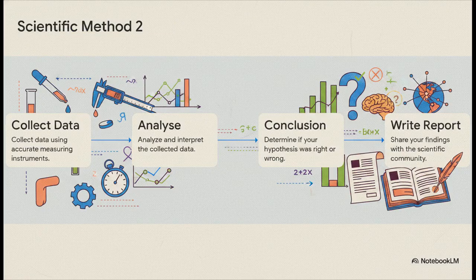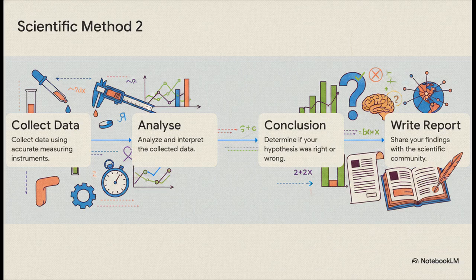But listen, conducting the experiment is really only half the battle. As you experiment, you move straight into step 6, collect your data. And then, step 7, you analyze and interpret that data. You look at the numbers and ask, does this match my educated guess? This leads perfectly into step 8, making a conclusion. Basically, was your hypothesis right or wrong?